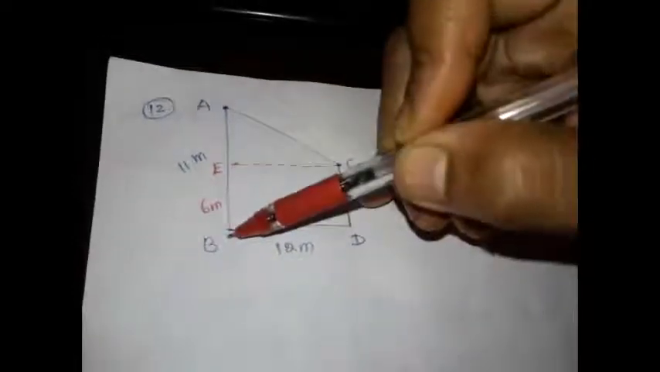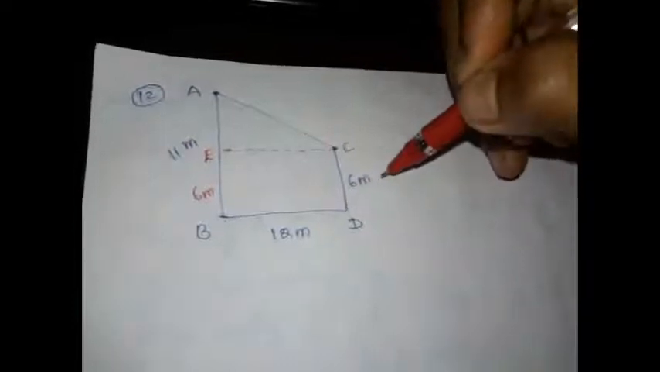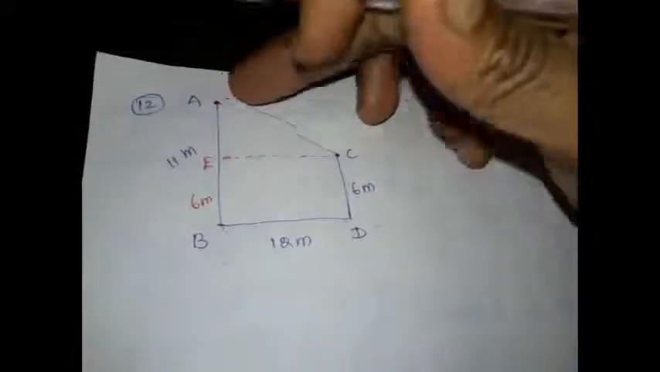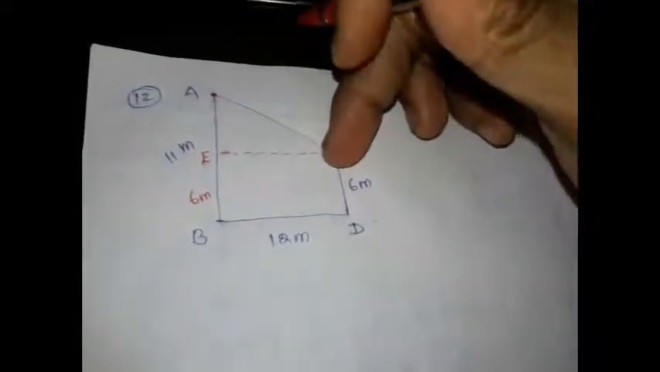One pole AB is 11 meter long, and another pole CD is 6 meter long. And they have given the distance between their feet is 12 meter. They asked you to find the distance between their tops, right? We need to find what is this AC.